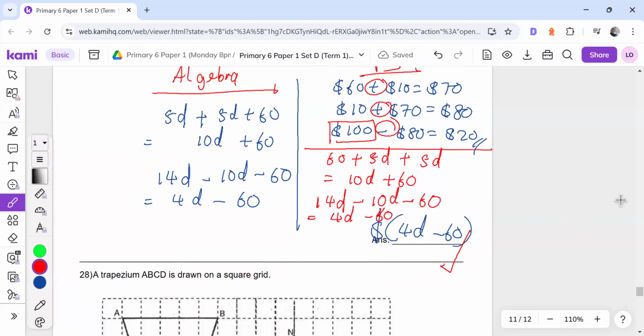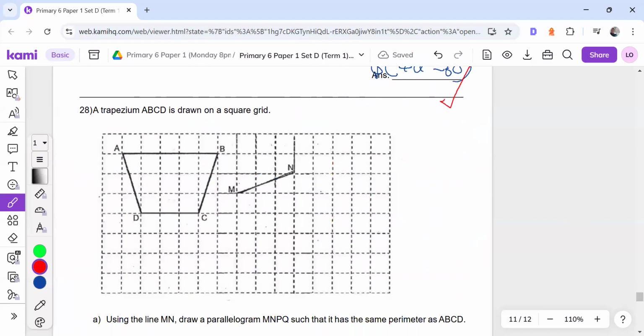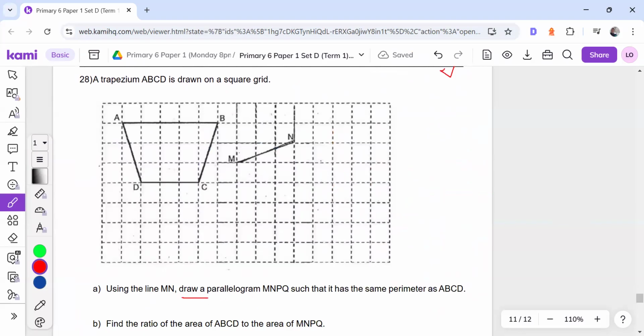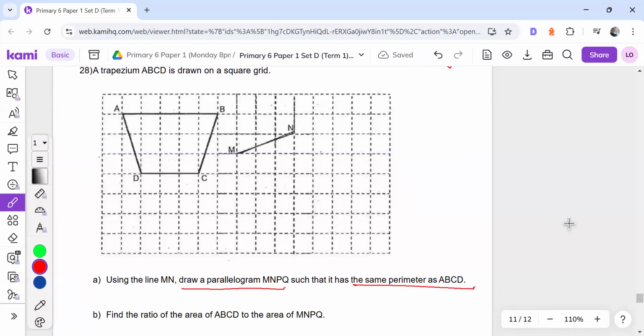Okay, question 28. How do you draw a parallelogram so that it has the same perimeter as ABCD? Now, again, the square boxes, there's a reason. You don't anyhow draw and then realize that it's not correct, and then erase and draw again. There's no guess and check over here, right? There is a reason for the square boxes.